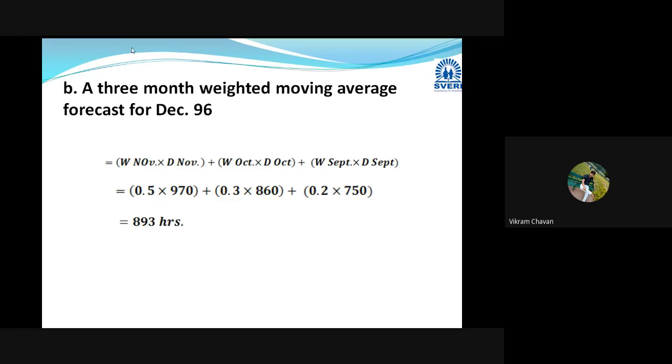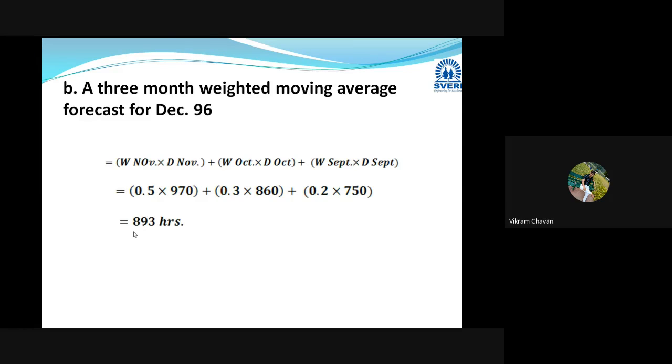In that case, we have to multiply the weight of that particular month by the demand of that particular month, and add up such multiplications for the particular months. So 0.5 multiplied by 970 plus 0.3 multiplied by 860 plus 0.2 multiplied by 750.